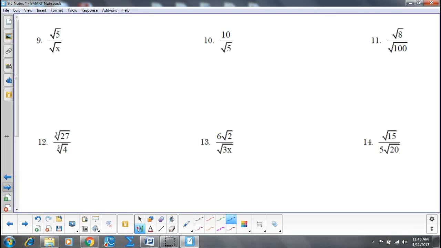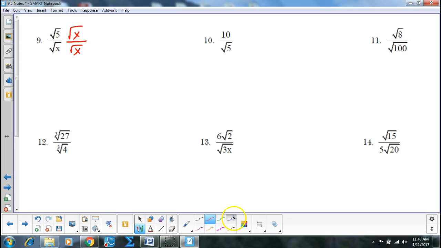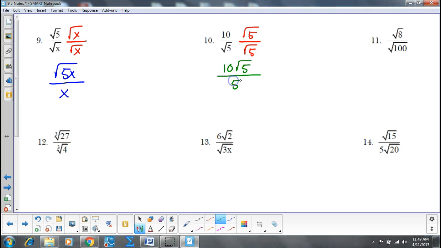Try those 6. Give you 5 minutes to work on it. I'm going to start. You can keep working. Square root of x over the square root of x gives me the square root of 5x over x. 5 over the square root of 5 gives me 10 square roots of 5 over 5, which then gives me 2 square roots of 5.